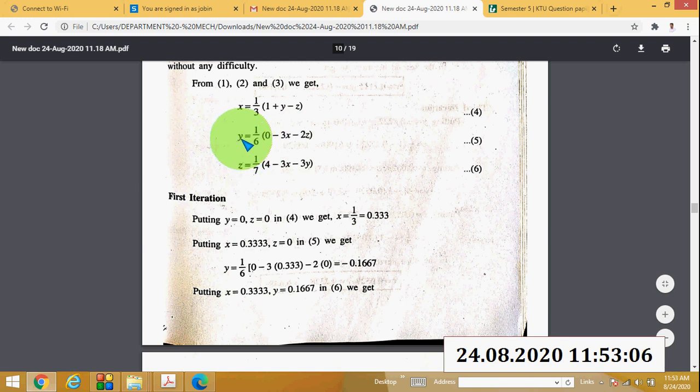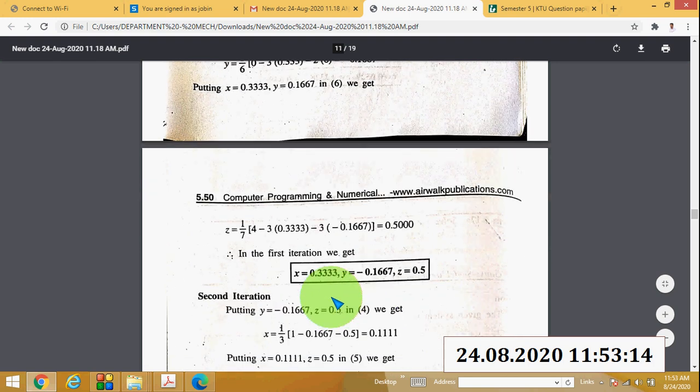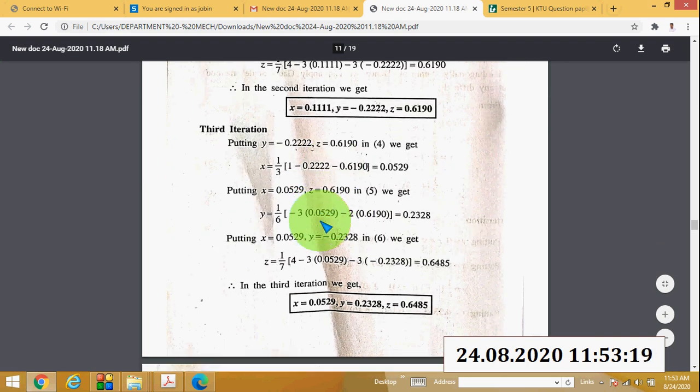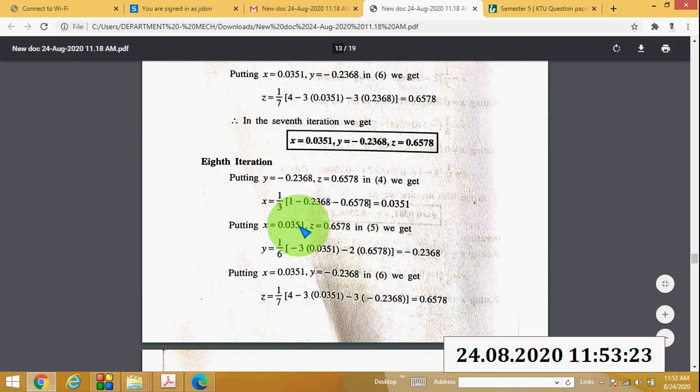You will get the y value. Then with the help of that x and y value, substitute here, you will get the z value, and you will get the first iteration value like this. Then move on to the second iteration, then the third iteration, fourth, fifth, sixth, seventh, eighth.